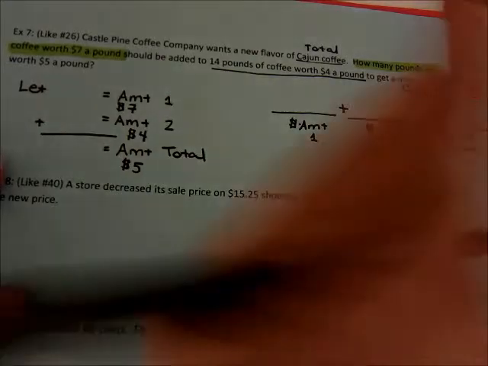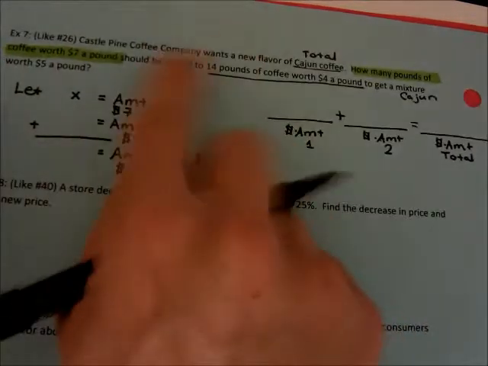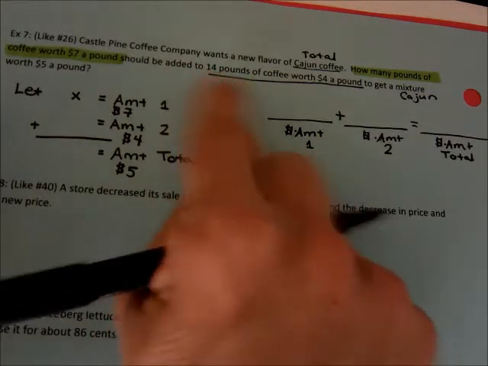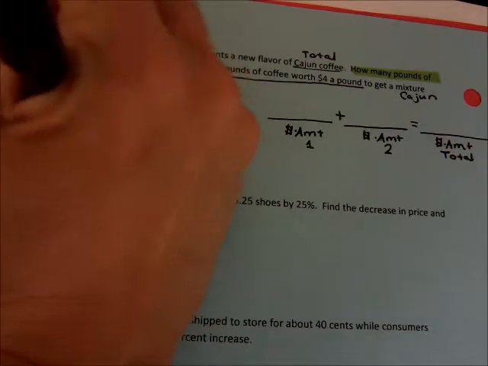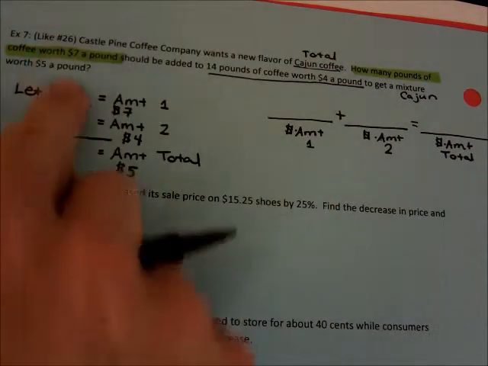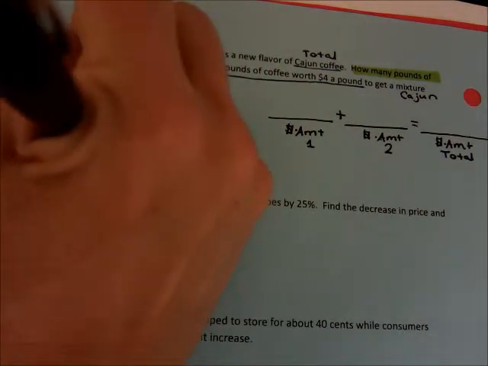So amount 1 is going to get the variable of x. Amount 2, what? Oh, they already gave us the amount. What's the amount for number 2? 14. So what's the total amount that goes down here? X plus 14. Great job.